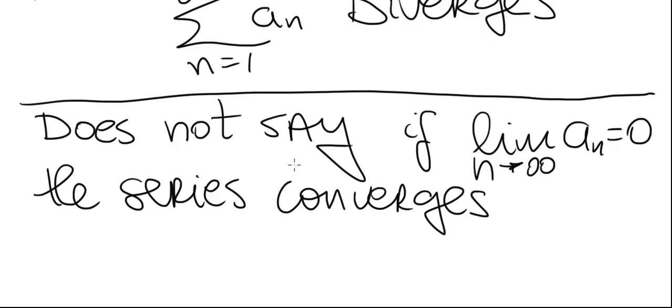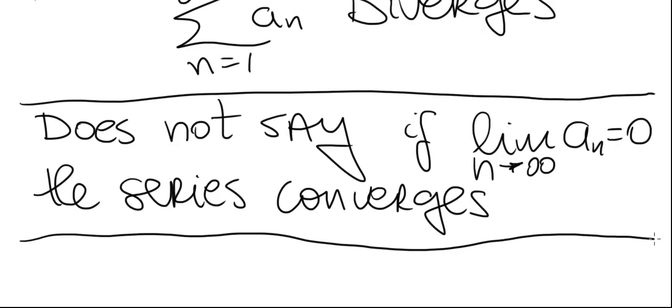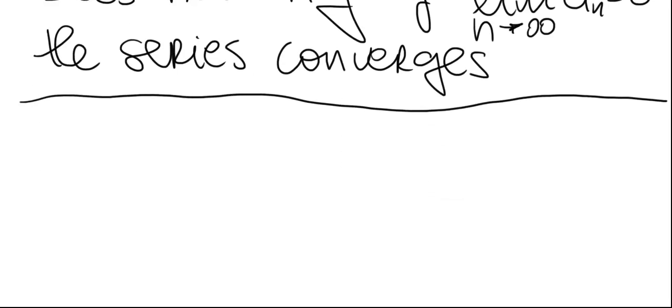If the limit as n goes to infinity of a_n is 0, the series may converge, or it may diverge. So it just means we have to try something else. That's why we develop all kinds of tests other than the test for divergence. So the test for divergence is inconclusive if the limit as n goes to infinity of a_n is equal to 0. So let's return to the series, that is the series from 1 to infinity.